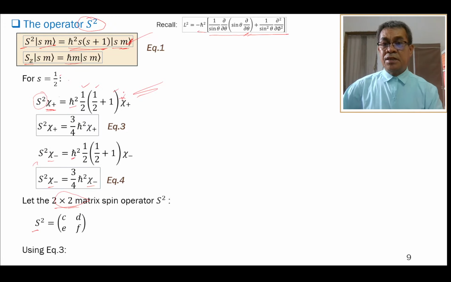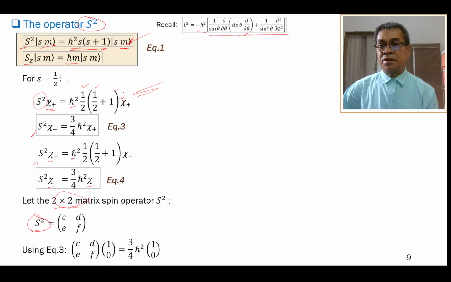So using equation 3, if we substitute this S squared here in our equation 3, then of course this will be the answer. So in equation 3 we have this 2 by 2 matrix, and this one is our spin up. Take note, 1, 0 is the spin up, and this is 3/4 in equation 3, h bar squared, and this is our spin up again.